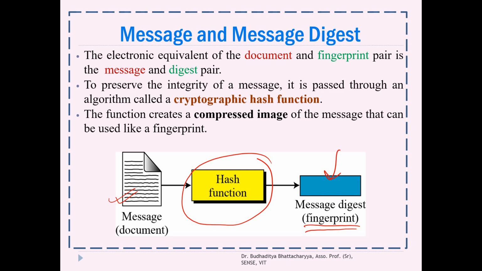So you can see here the electronic equivalent to document and fingerprint pair is a message and digest. To preserve the integrity of a message, it is passed through an algorithm, and that is called a cryptographic hash function. The function creates a compressed image of the message that can be used like a fingerprint, and that has certain properties.